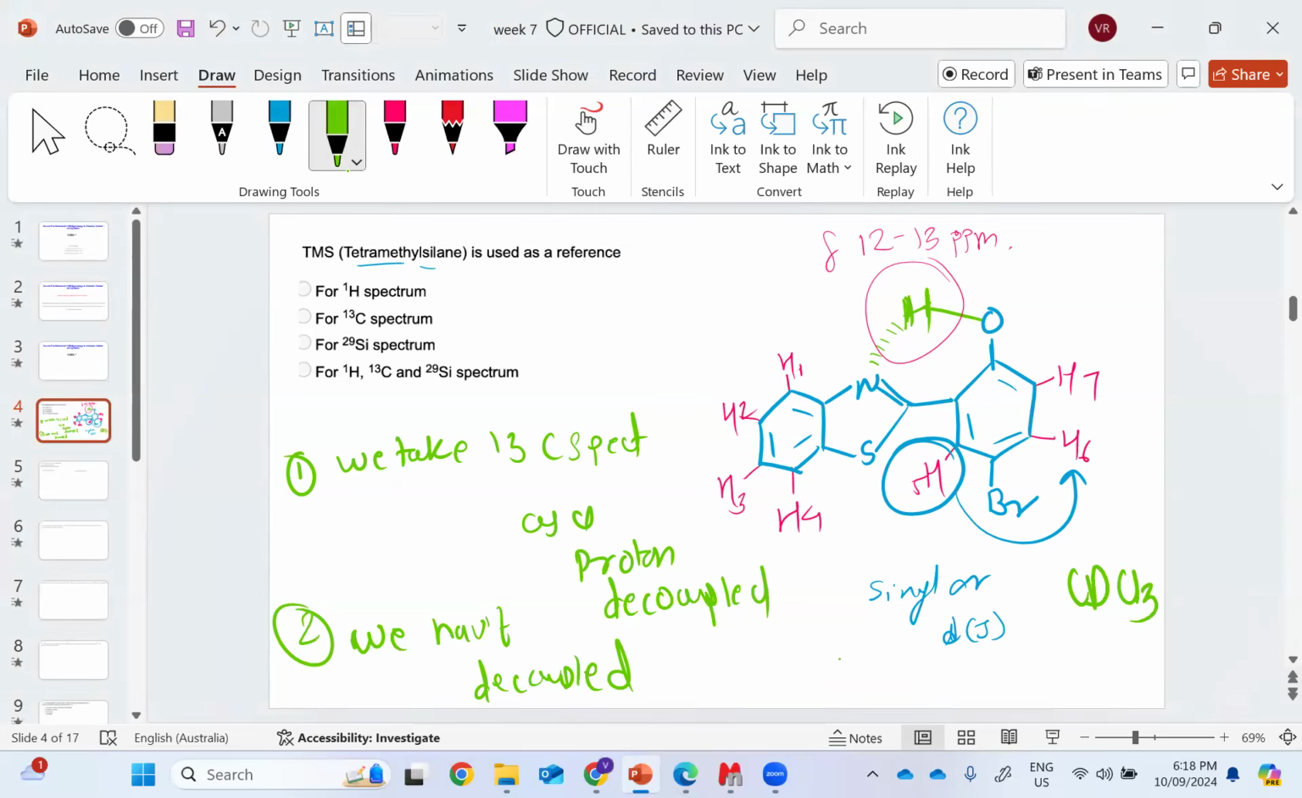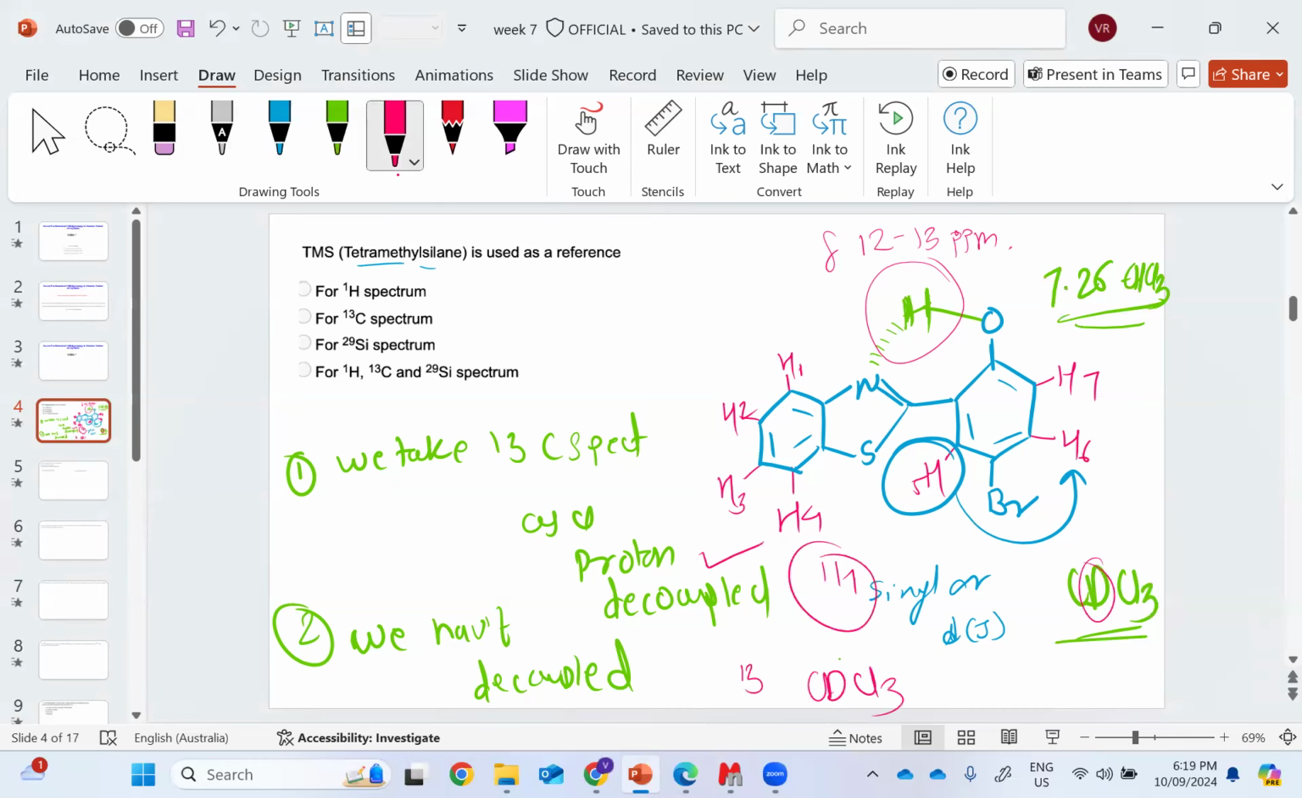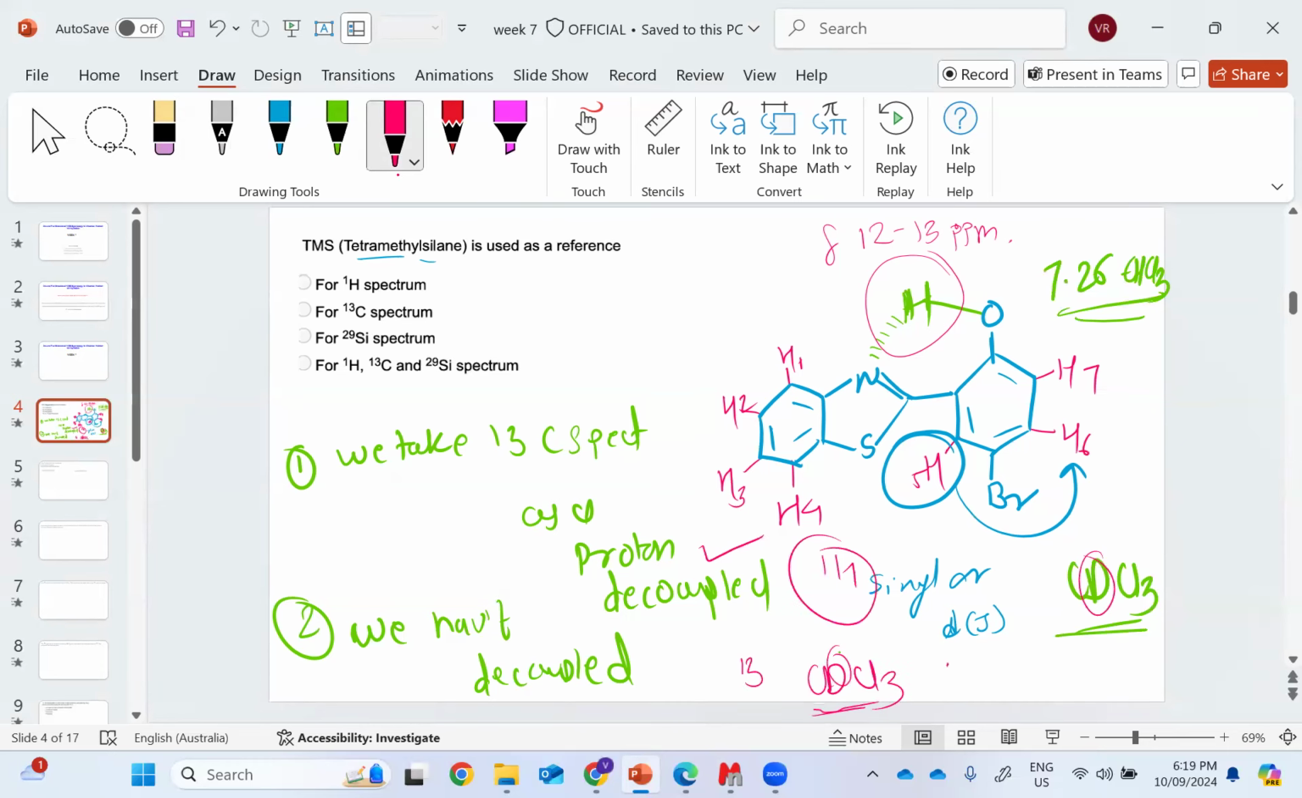So in the 1H NMR spectra, we observe the peak at 7.26 due to the CHCl3 impurity present in the CDCl3, right? And if you take the carbon 13C NMR spectra, we take it as a proton decoupled spectrum. In the proton decoupled spectrum, we decouple the 1H, not the deuterium. So what solvent do we have in the 13C spectra? We have the solvent CDCl3, right? Because of this deuterium, it has a spin I equal to 1, right? And we have the formula.